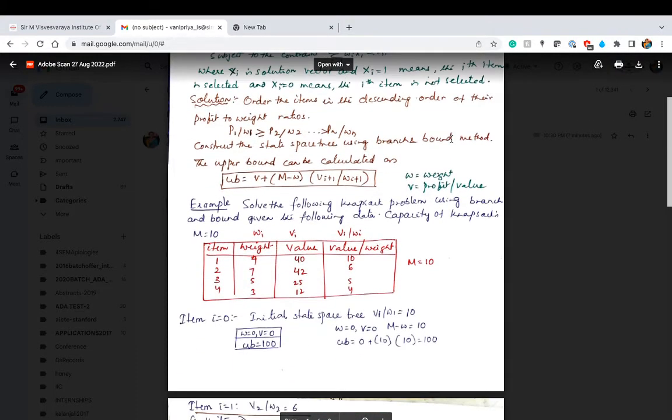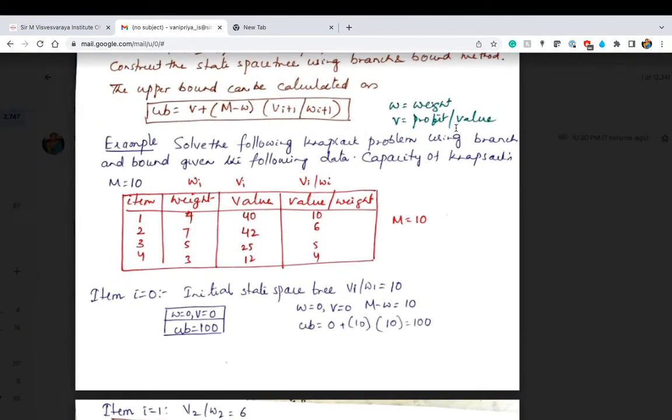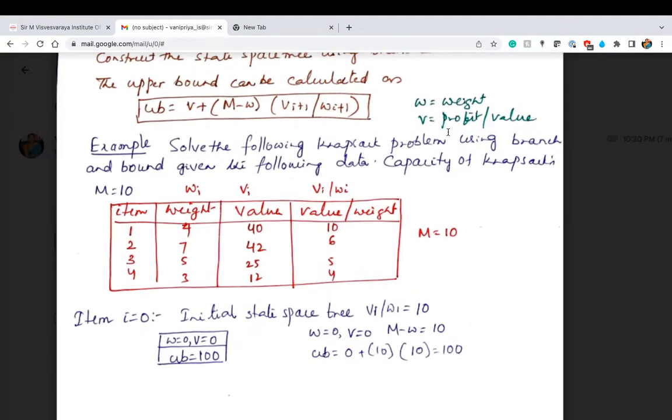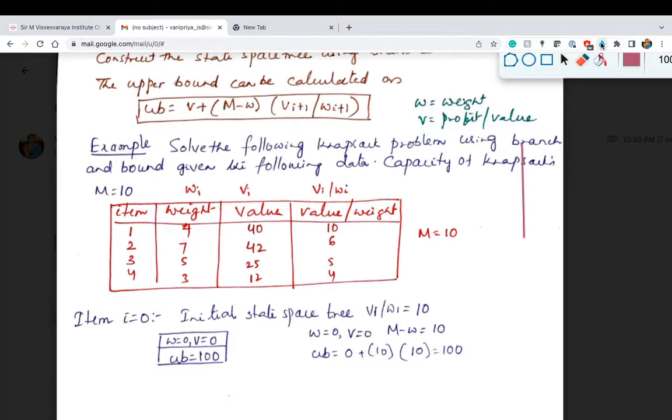Now let us take one example and solve it under branch and bound. The example is given in this way. Here you are given the item number, the weight and the value, and also value by weight. All these items are sorted in decreasing order of Vi by Wi.